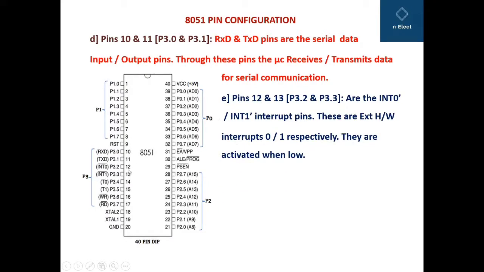Pin number 12 and 13, that is P3.2 and P3.3, are the interrupt 0 bar and interrupt 1 bar pins. The bar is there on the head of the INT0 and INT1 pins. It means these pins are active low, and when these pins are grounded or connected to 0 volts, at that time only these pins get activated. These are external hardware interrupts 0 and 1 respectively. They are activated when connected to ground.